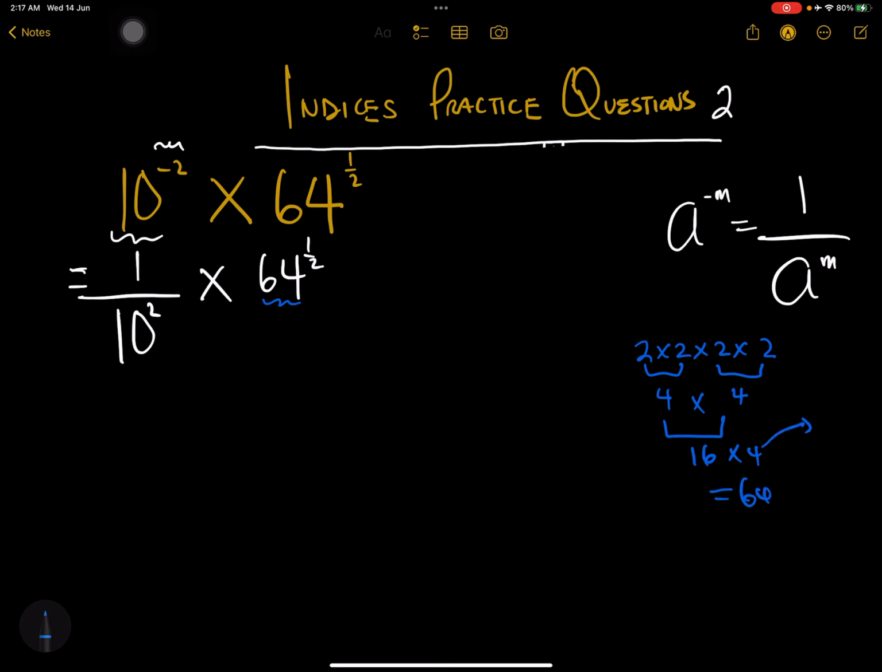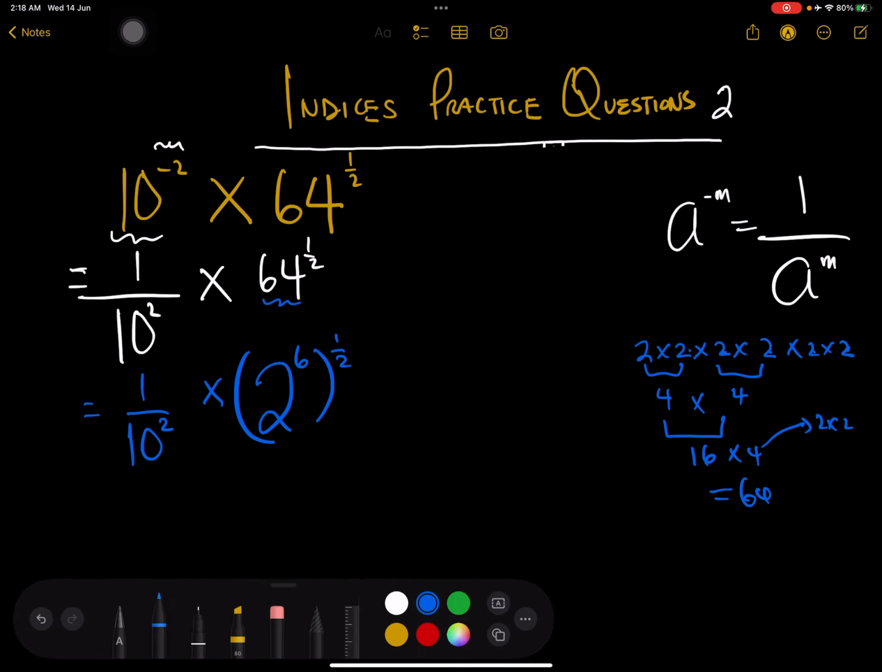Now, this 4 can be 2 times 2. So we need to add times 2 times 2. So 1, 2, 3, 4, 5, 6. We need 6 2's. So this is the same as 1 to the power 1 divided by 10 to the power of 2. And we are multiplying that by 2 whole number to the power of 6. And then we have our half outside.